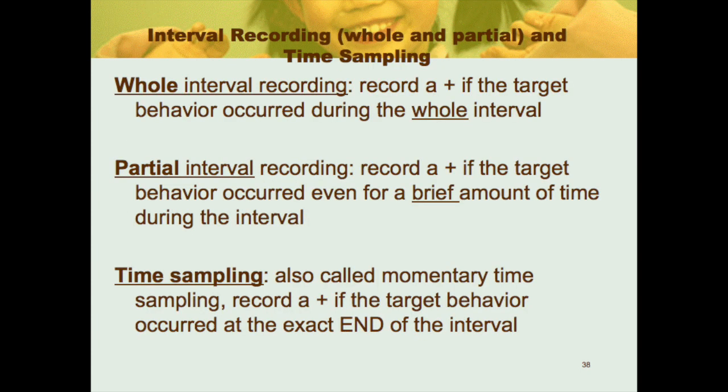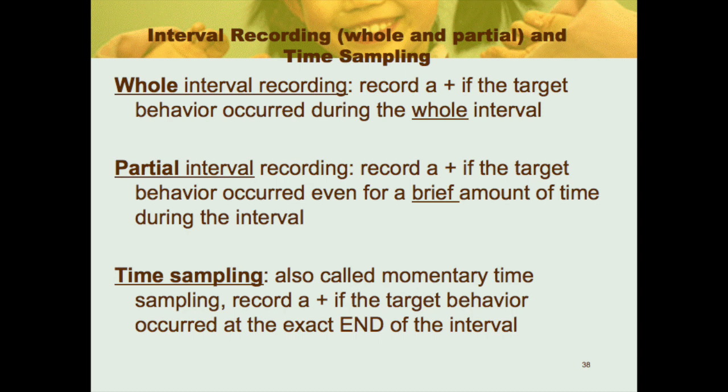So within interval recording, you can have whole and partial. So whole interval recording is recording a plus if the behavior occurred during the entire interval. Partial interval recording is recording the behavior occurred if it occurred for any part of the interval. So it could occur for just like 1 second in the very beginning and you would still say that it occurred.